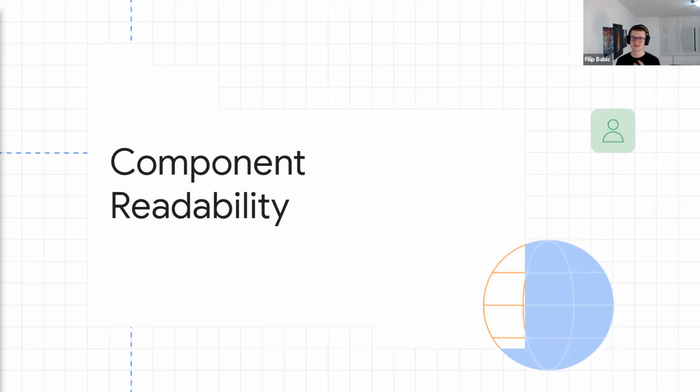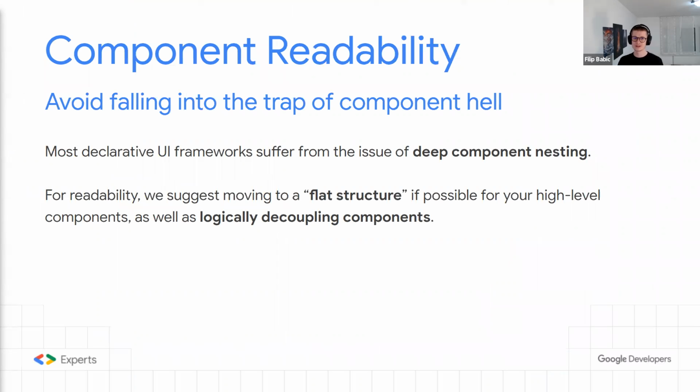And finally, one of the things that I want to kind of go over before I pass on to Márton is component readability and how you can build readable and very intuitive components in your UI. One of the things that a lot of UI frameworks suffer from is having deep component nesting, which means you have a parent that has a child or a few children who all have another child and so on and so forth, which kind of turns into this trap of component hell, similar to what a callback hell looks like. And because we wanted to avoid this issue, we suggest building something like a more flat structure.